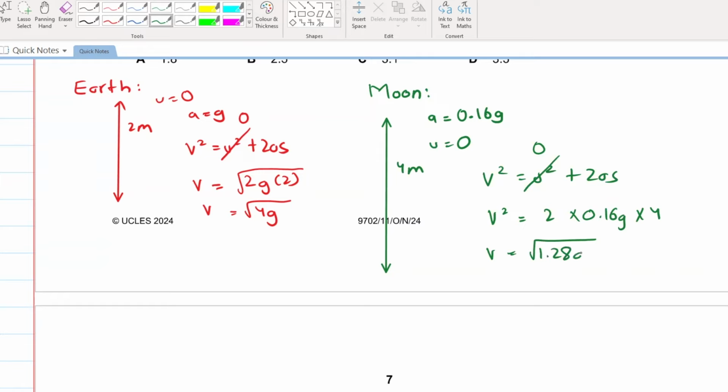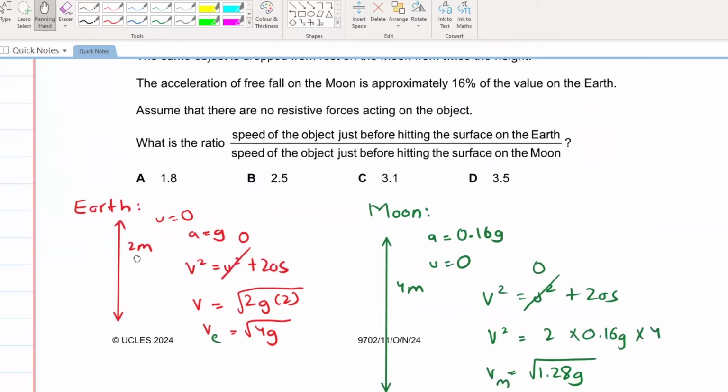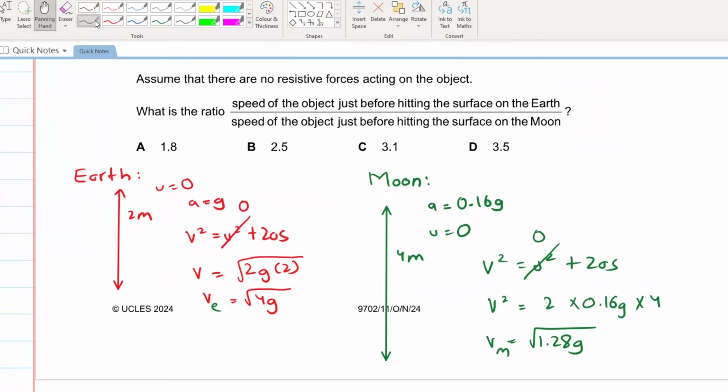1.28 g under root is your answer. Now you have both the velocities. You have the velocity at the earth as well, and the velocity at the moon as well. What will you do? You will just divide them up. At the earth you have a velocity of under root 4g. At the moon you have a velocity of 1.28g. G gets cancelled out. What will be your final answer? Under root 4 over 1.28.